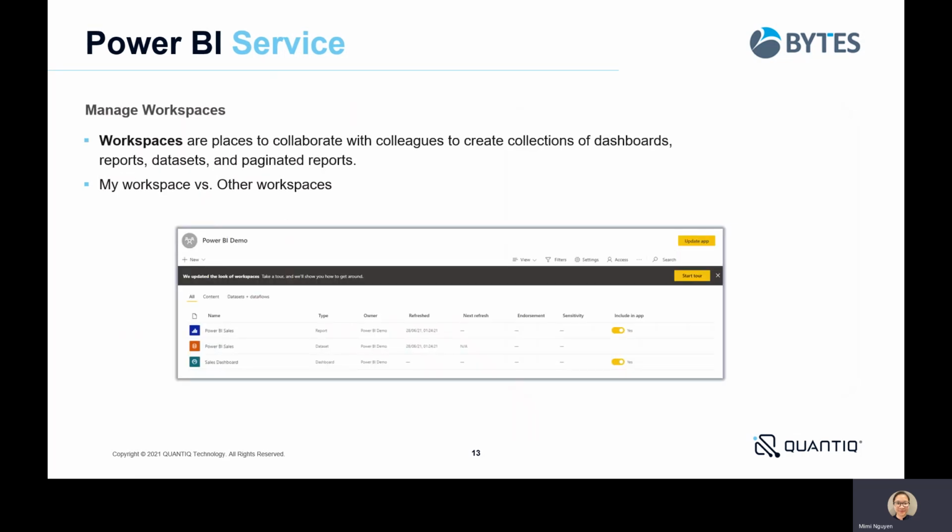The next thing that you can do with Power BI service is workspace. So workspaces are places to collaborate with colleagues or other users to create a collection or a number of collections of dashboards, reports, data sets, and paginated reports. By default, you always have your own workspace called My Workspace. And workspace administration is in Power BI. It is not in Office 365. However, you can still manage user access to content through Microsoft 365 user groups.